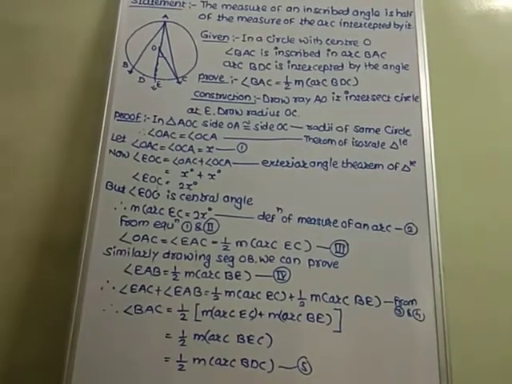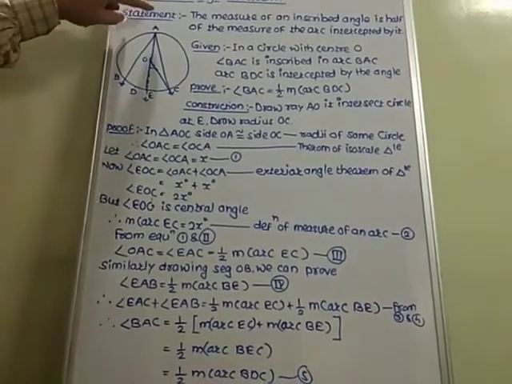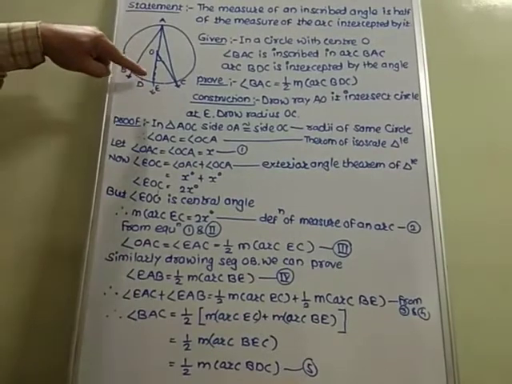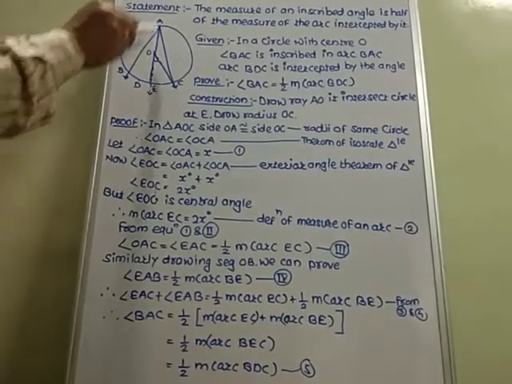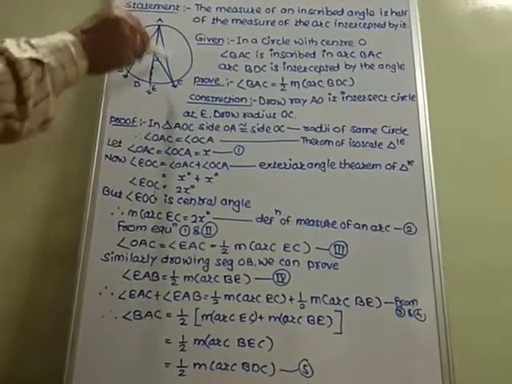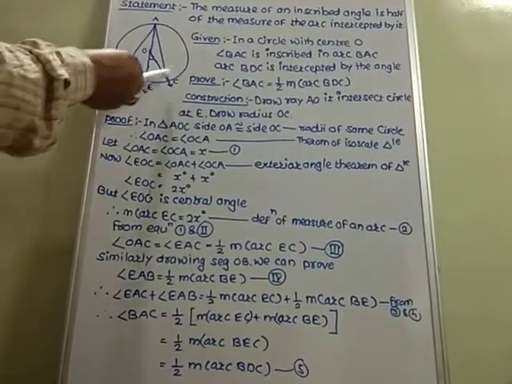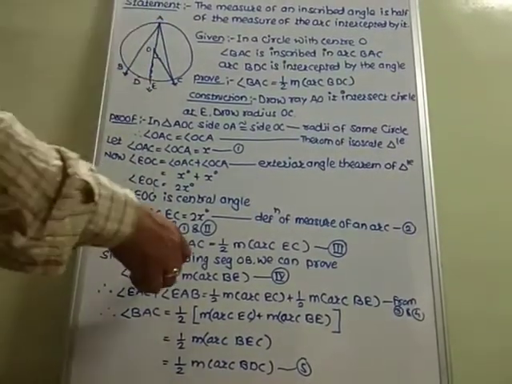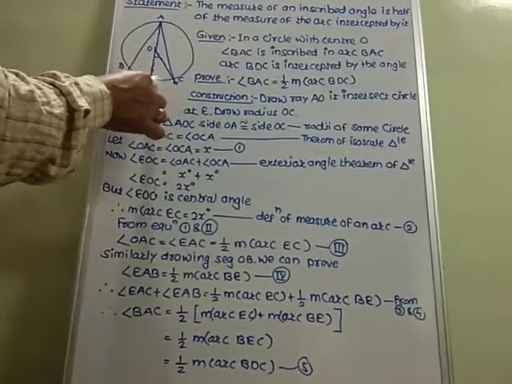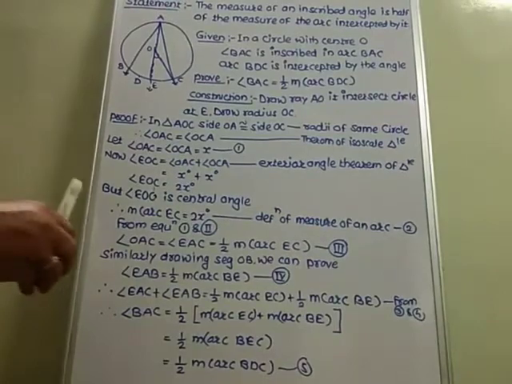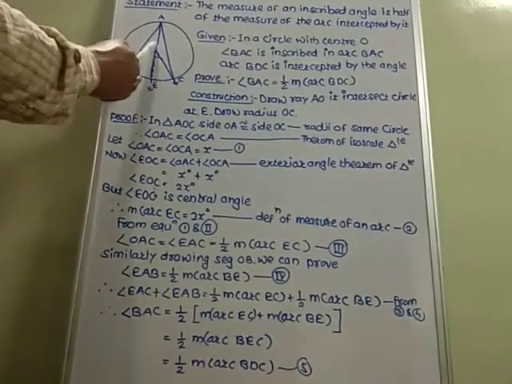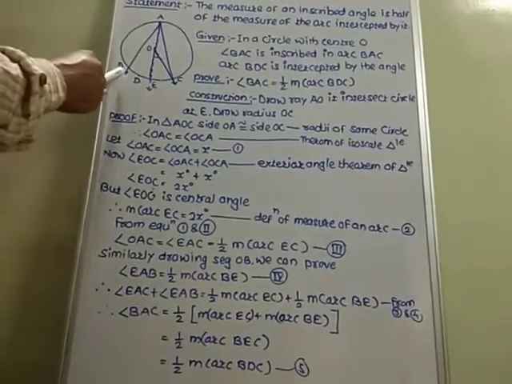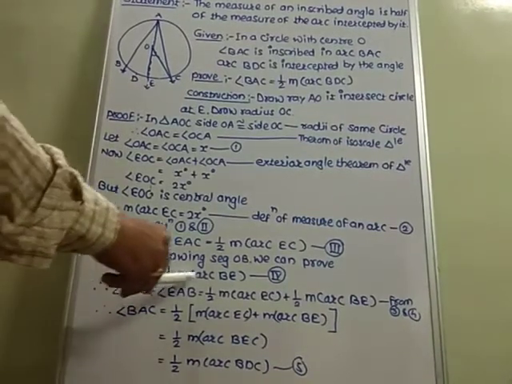From equations 1 and 2, OAC is equal to EAC. Look here, OAC is equal to EAC, that is equal to half of EC. Is it clear? OAC and EAC are both equal because of the inscribed arc EC. Now similarly, drawing OB here, we can prove EAB is equal to half of the measure of arc BE.